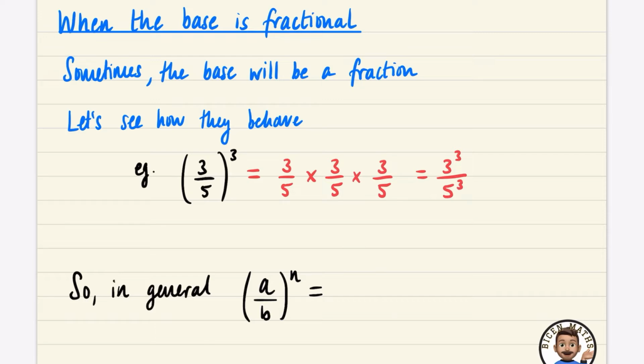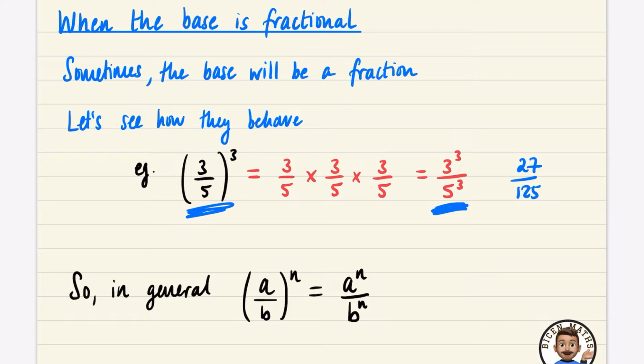Okay, well, if I wanted to, I could work out the answer. It's 27 over 125. But I'm more interested in these two things that I've just underlined in blue. It looks like if you're doing a fraction to a power, you can just do the power to the numerator, and you can also apply the power to the denominator as well. So in general, if I had a over b to the power of n, that is a to the power of n over b to the power of n.